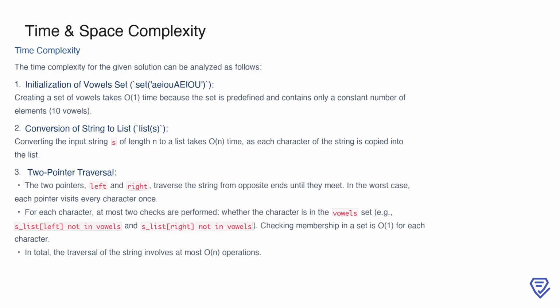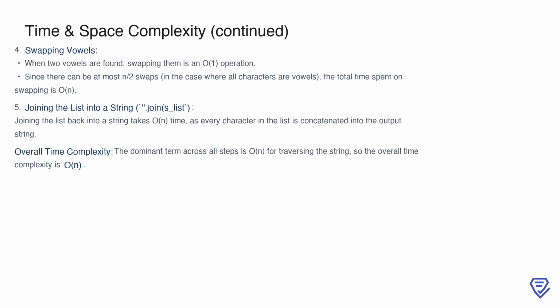Finally, we use a two-pointer approach to traverse the string from opposite ends. Each pointer moves inward, and in the worst case, both pointers visit every character once. For each character, we perform at most two membership checks to determine if it is a vowel, and since set lookups are O(1), the total cost for the traversal is O(n). When the two pointers identify vowels that need to be swapped, performing the swap itself is an O(1) operation.